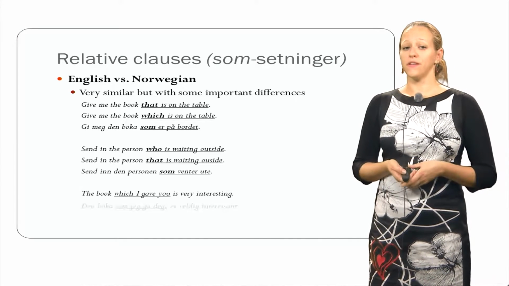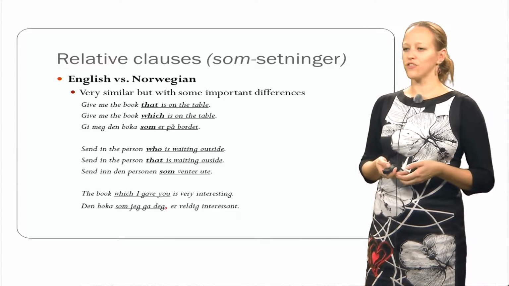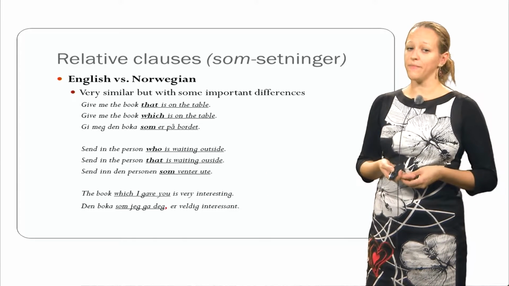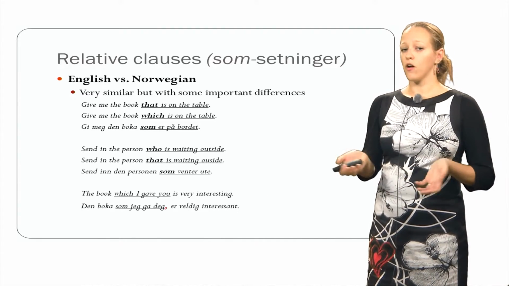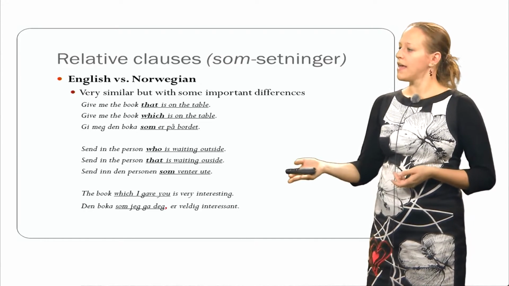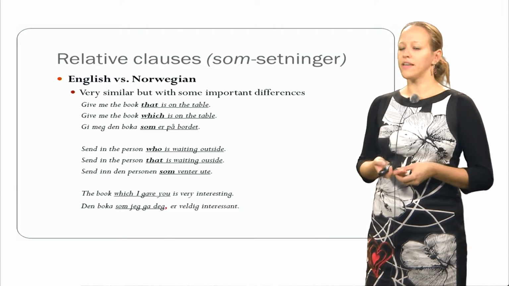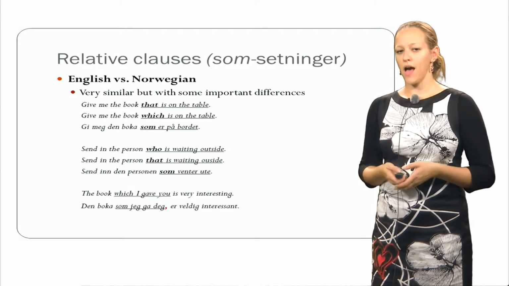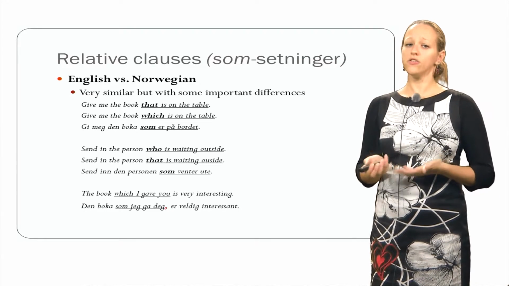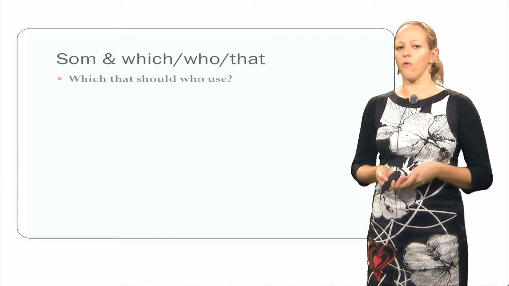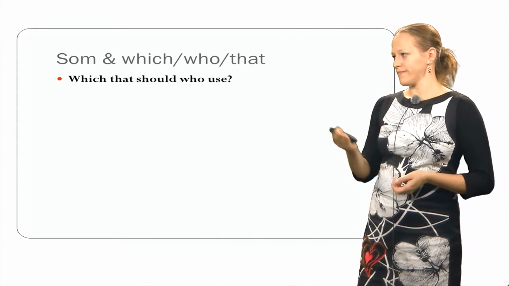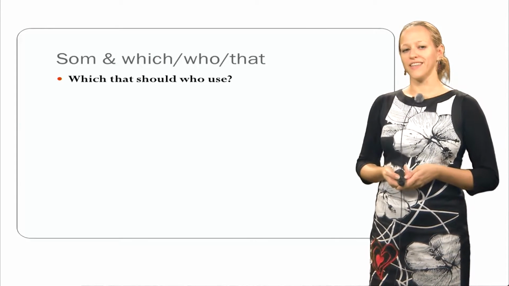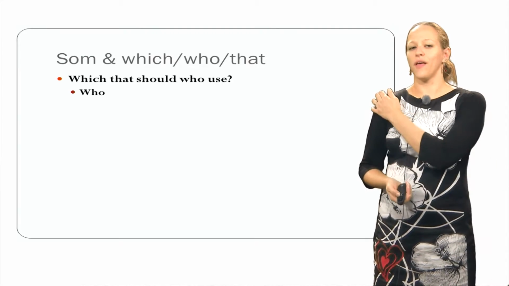The second important difference between English and Norwegian concerns a comma. In the first sentence, the book which I gave you is very interesting. There is no comma. There are no commas around the relative clause. While in Norwegian, den boka som jeg ga deg, er veldig interessant. You have to have a comma after the relative clause, after the som setning. So these are the two main differences, and we'll take them one by one. So which, that, should, who use? Don't worry, that's a nonsense sentence I just made up to put all the relative pronouns into one sentence. And we'll go through them one by one.